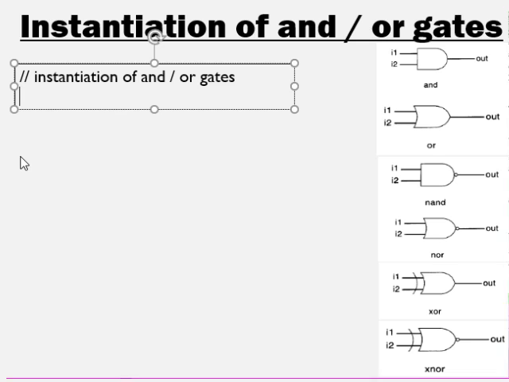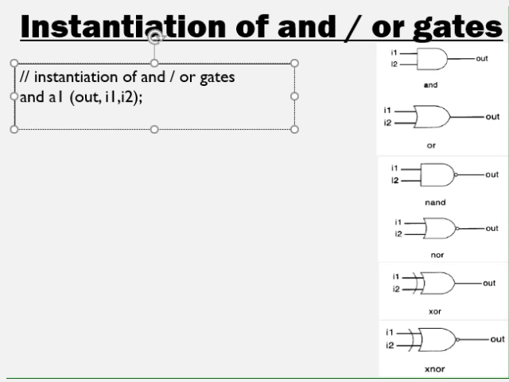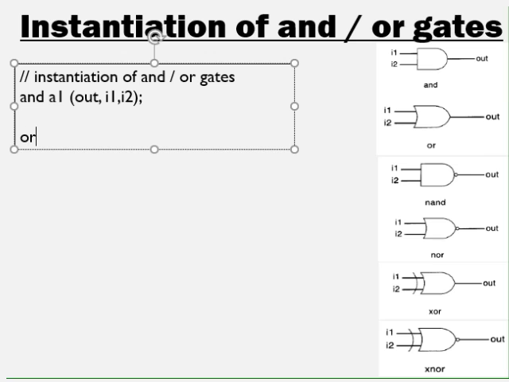Now first I will instantiate the AND gate. So the AND gate primitive is AND, followed by some instance label. Now inside the brackets you have to instantiate the port list. So always the first terminal is the output, and the remaining terminals are the list of inputs. Similarly, the second gate is the OR gate. So the name of the OR gate is OR.